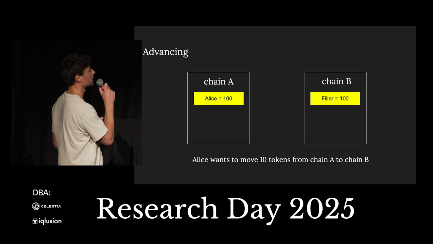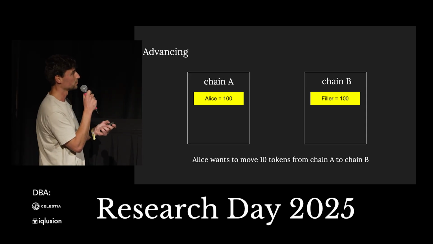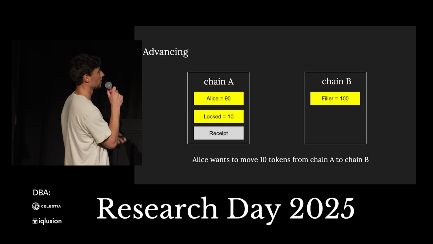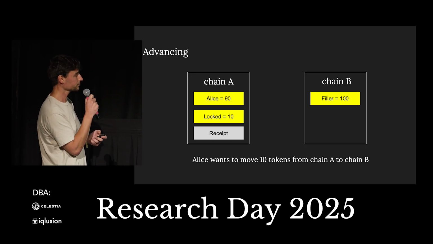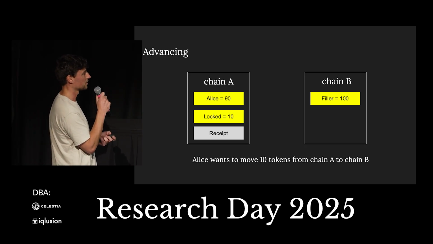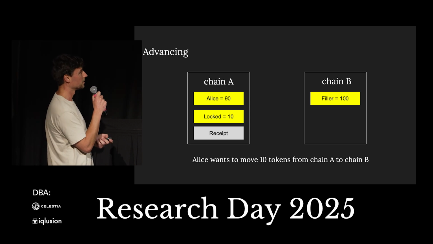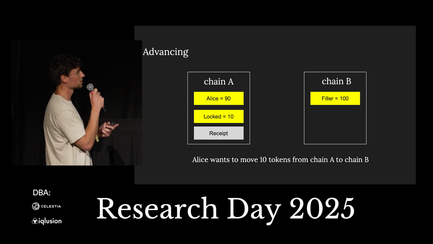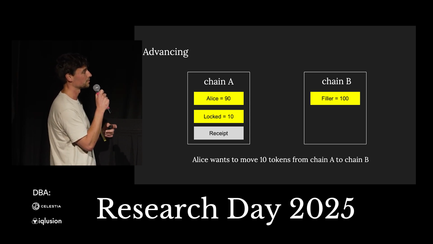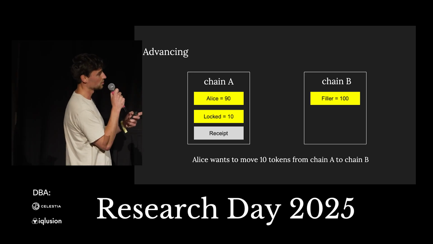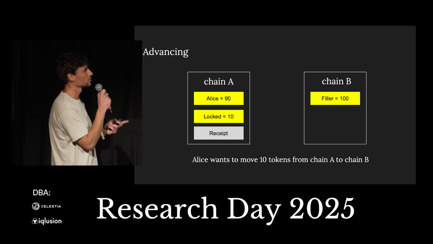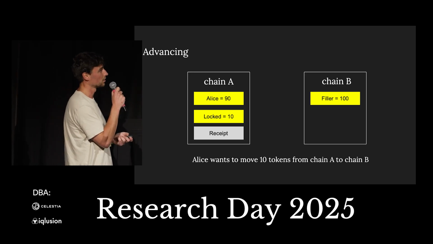So here's the example that I give here. We have two chains. Alice wants to move 10 tokens across. And so what Alice does is lock it up, and there's a receipt that's generated for that. And there is a condition essentially that someone needs to prove that Alice has been given 10 tokens on the other chain in order for them to receive that from the locked account.